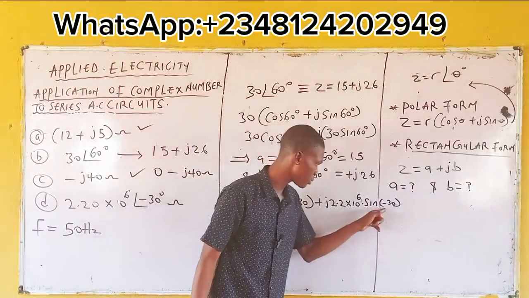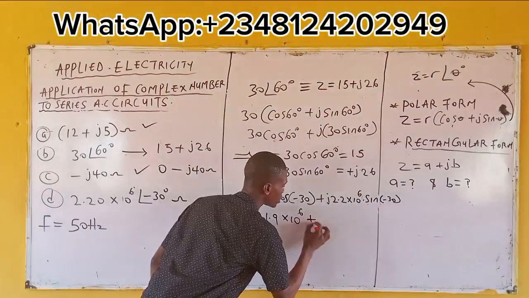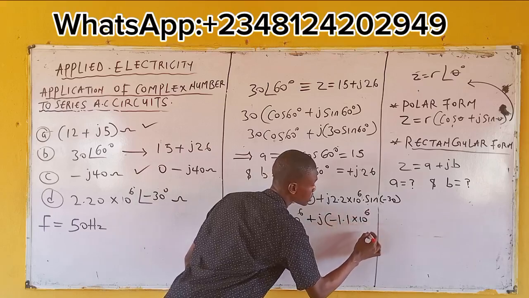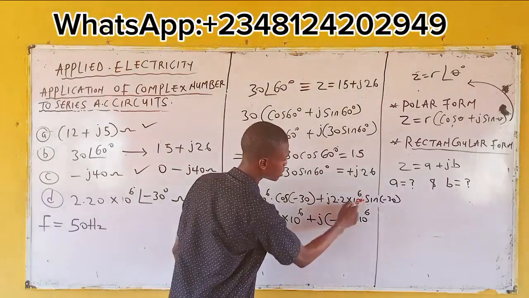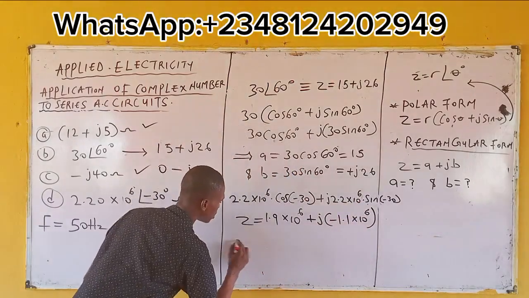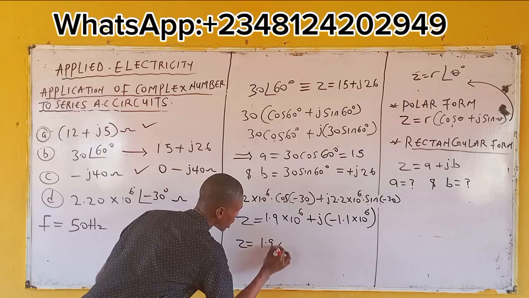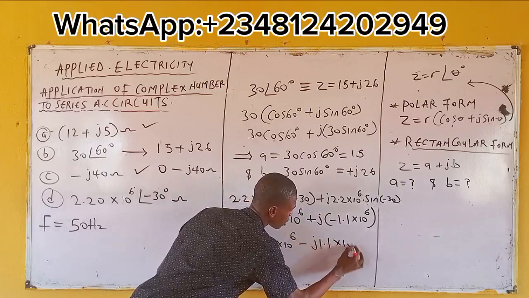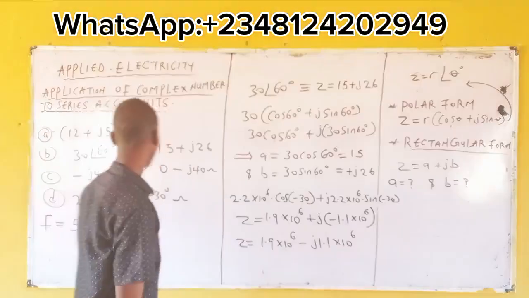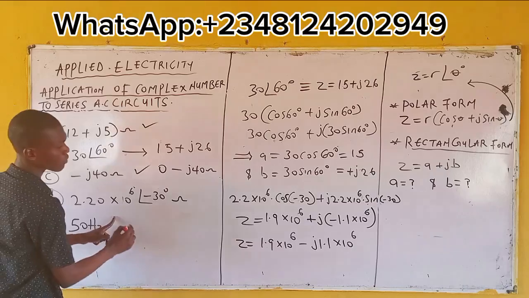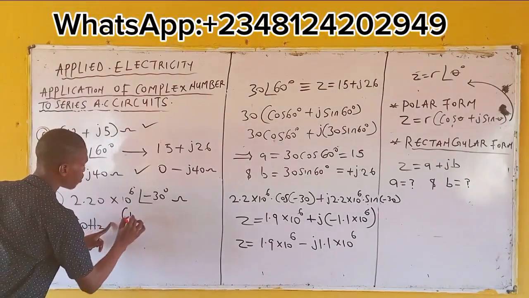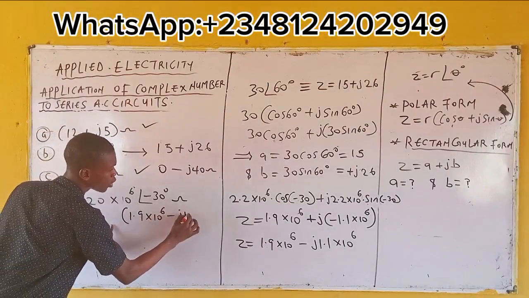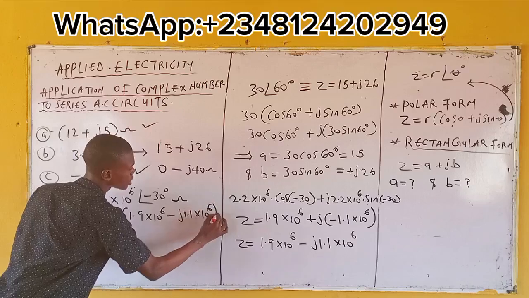Similarly, 2.2 times sine negative 30. What's the answer? Positive J all in bracket minus 1.1 times 10 raised to the power 6. Then that is Z is equal to 1.9 times 10 raised to the power 6 minus J 1.1 times 10 raised to the power 6. Any question? No. Any question? So, meaning when I figure D, we have 1.9 times 10 raised to the power 6 negative J 1.1 times 10 raised to the power 6 ohms.